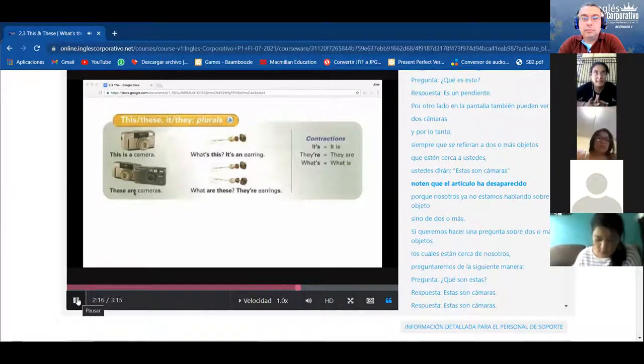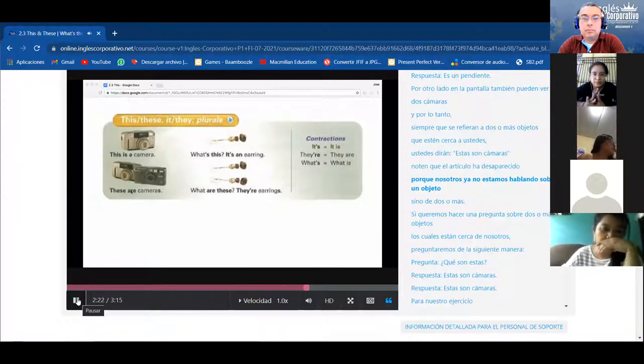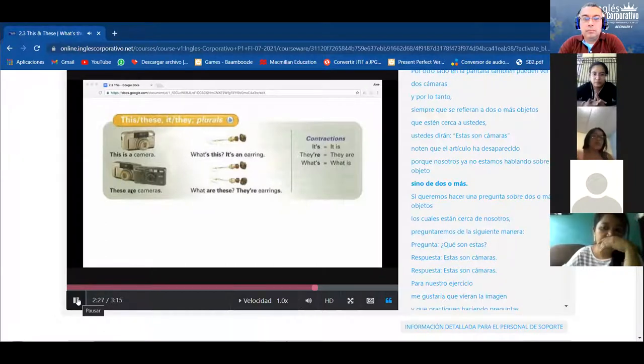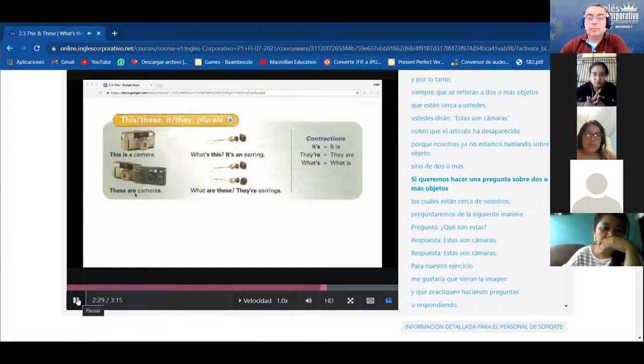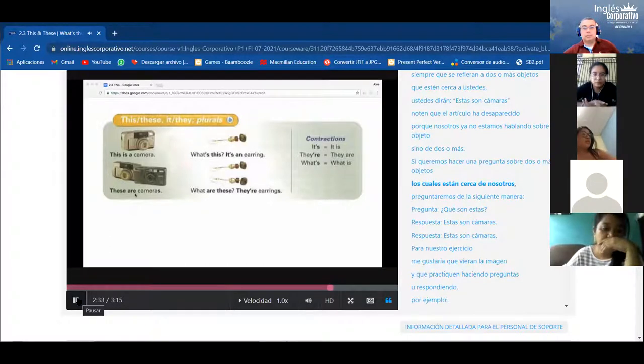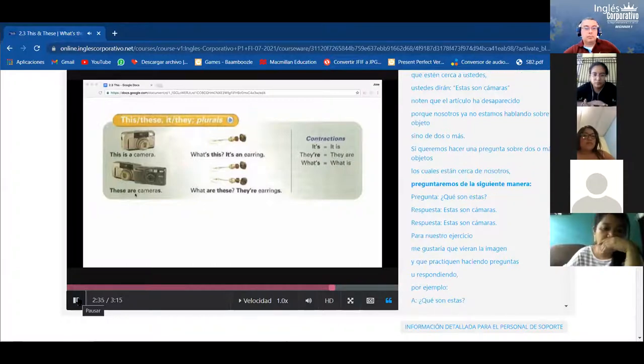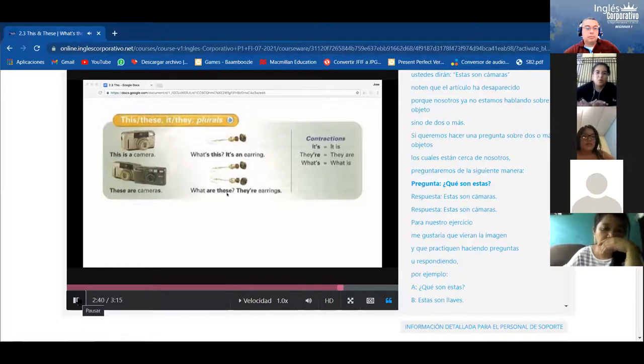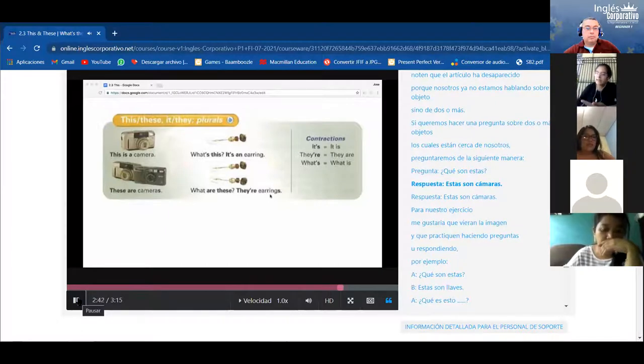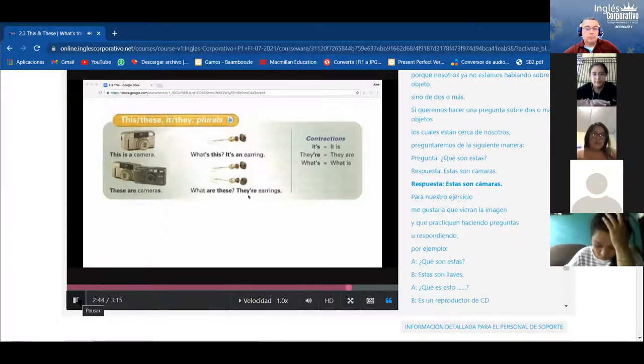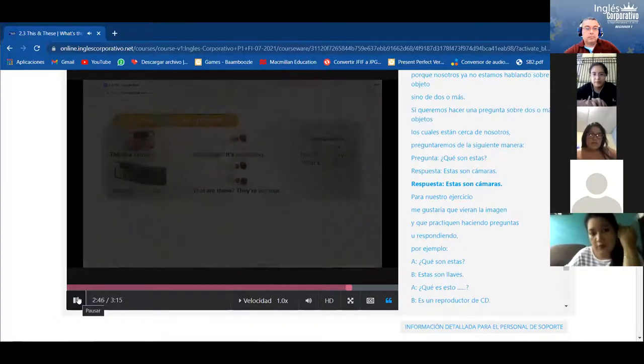Notice that the article A from the previous example disappears because we're no longer talking about one object, but instead two or more. If we want to ask a question about two or more objects which are near to us, we will ask in the following way. What are these? They're earrings. Or they're cameras, for example, right?